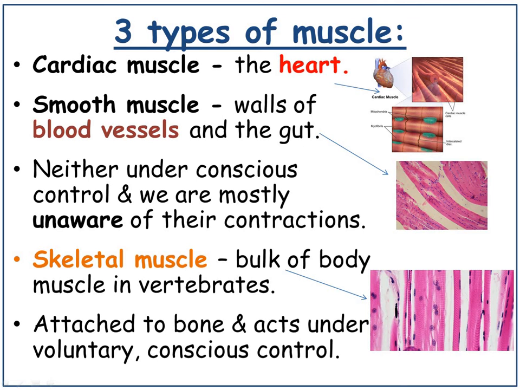So there are three types of muscle. There's cardiac muscle, which is found only in the heart. There's smooth muscle, which is found in the walls of blood vessels and lining the gut.